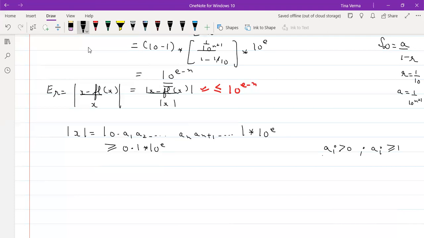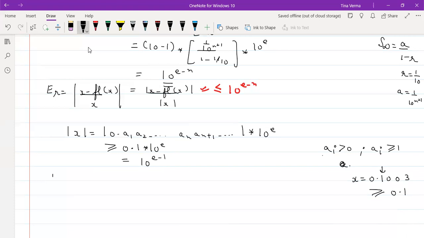Even with the rest, the number will still be greater than 0.1. If you have a number like this, any number, say x is 0.1003, I am saying that the number is greater than 0.1. Here you can't take 0 because we are considering the normal form for the floating point. So whatever number this is, in the standard form, it will be greater than or equal to 0.1 into 10 raised to the power e, that is 10 raised to the power e minus 1.